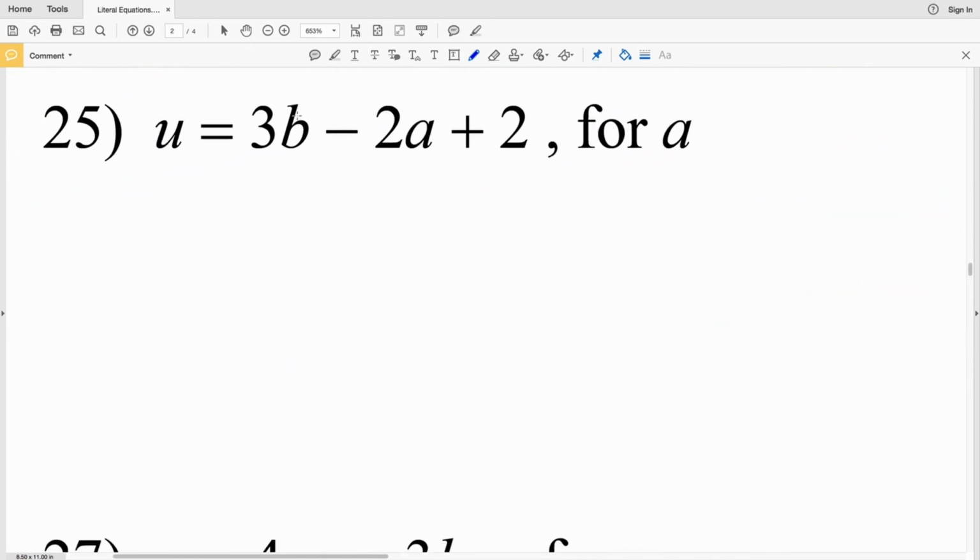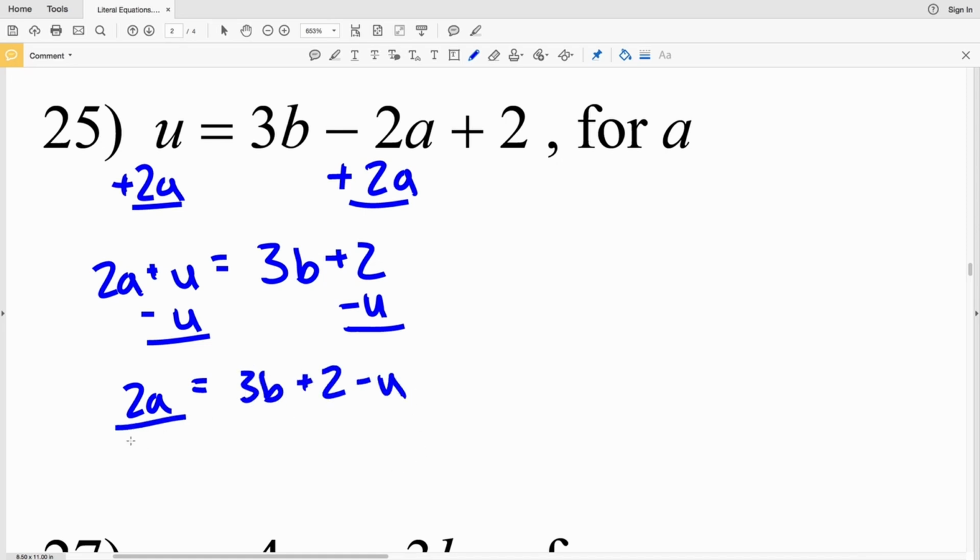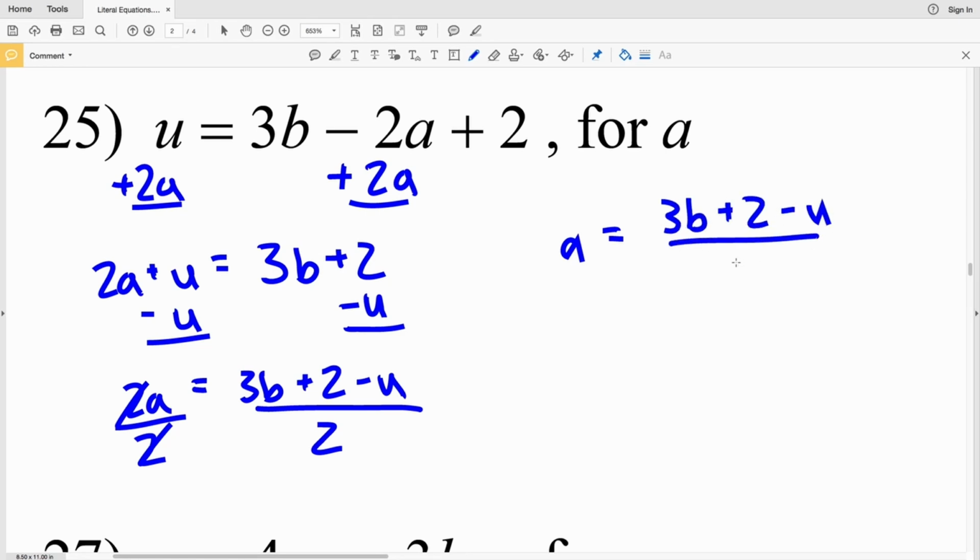We have u equals 3b minus 2a plus 2, and we're solving for a. I'm going to move the a to the other side, so 2a is going to be added to both sides of the equation to get 2a plus u equals 3b plus 2, and I'm going to subtract u from both sides to get that 2a is equal to 3b plus 2 minus u. My next step will be to divide everything by 2. That'll leave me with a on the left-hand side, since the 2's will cancel out, and that will equal 3b plus 2 minus u all over 2.